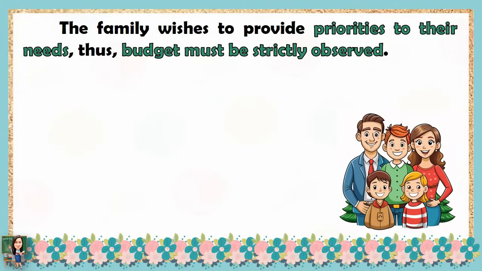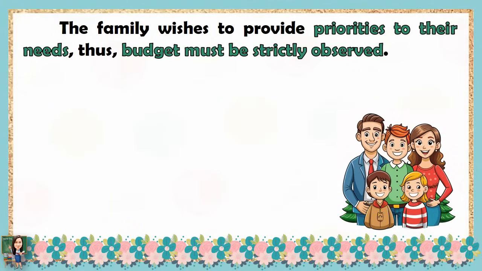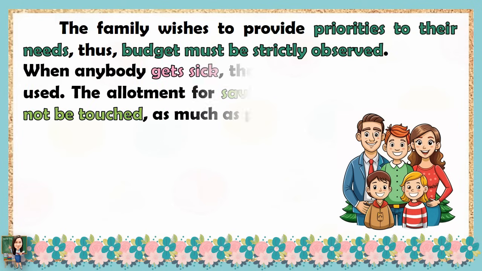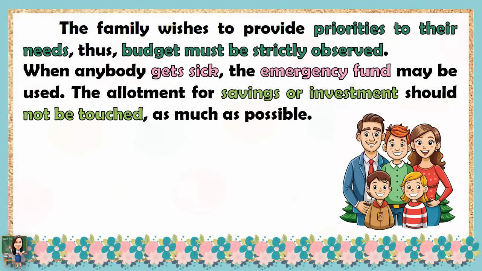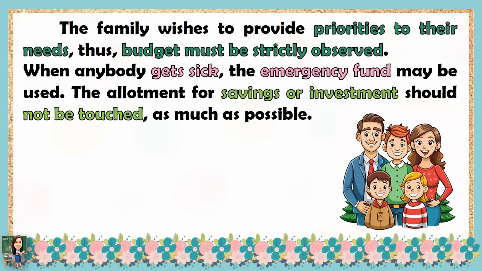The family wishes to give priority to their needs. Thus, the budget must be strictly observed. When anybody gets sick, the emergency fund may be used. The allotment for savings or investment should not be touched as much as possible.